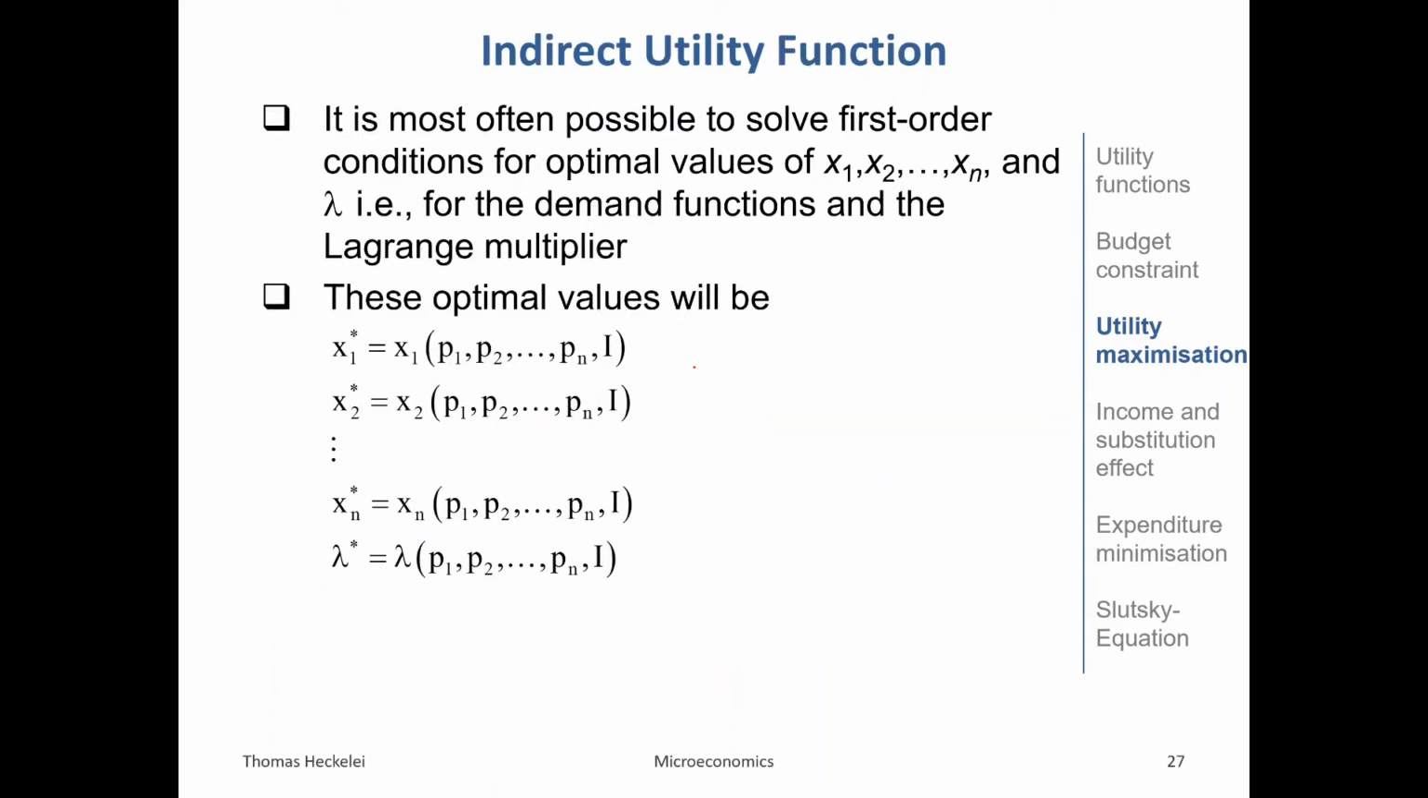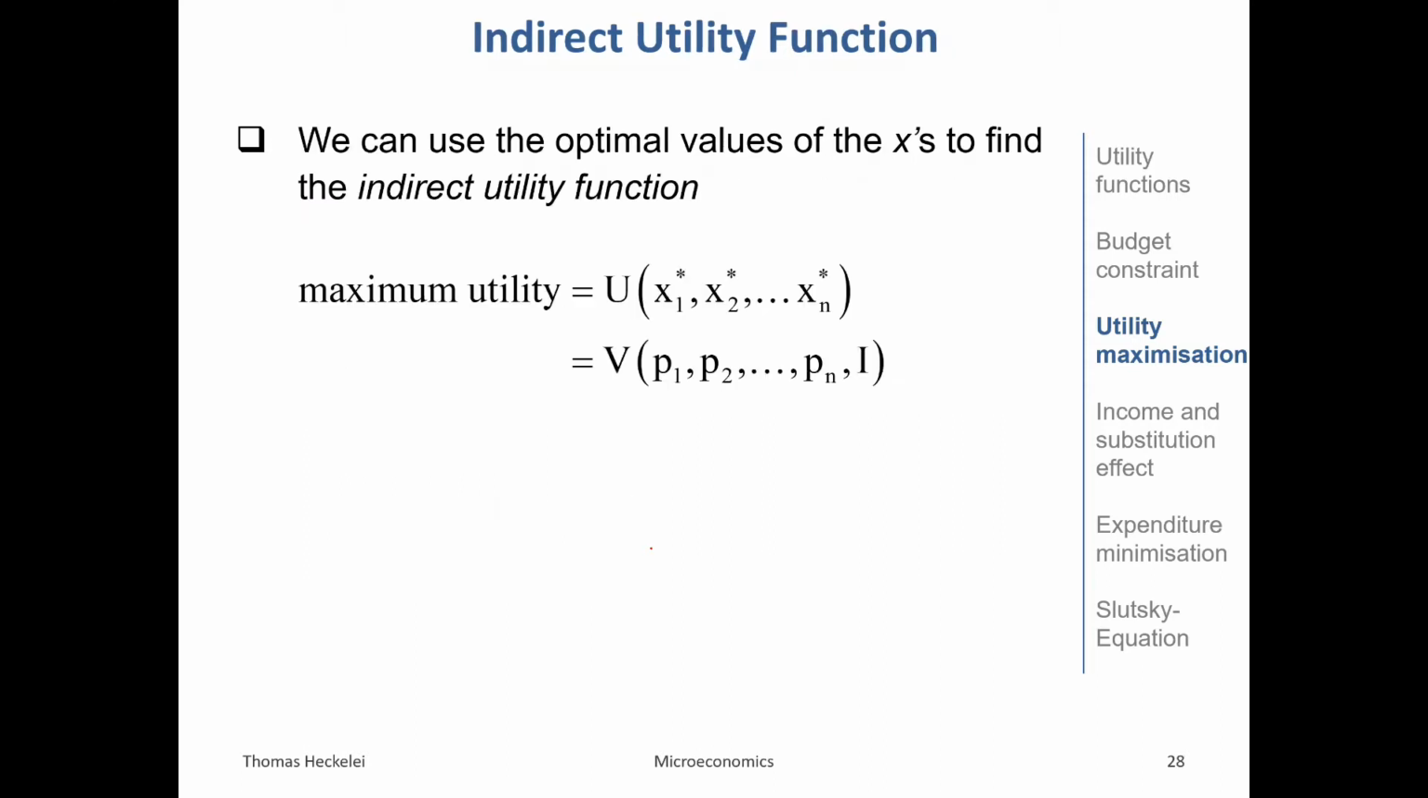Indirect utility function. This is the last thing we learned this week. So usually, as we have seen, we can solve the first order conditions for the optimal values of the goods and also the lambda. We haven't done that yet, but in principle, you can also solve lambda as a function of prices and income, just as the other Marshallian demand functions. Now, we will do it in a minute.